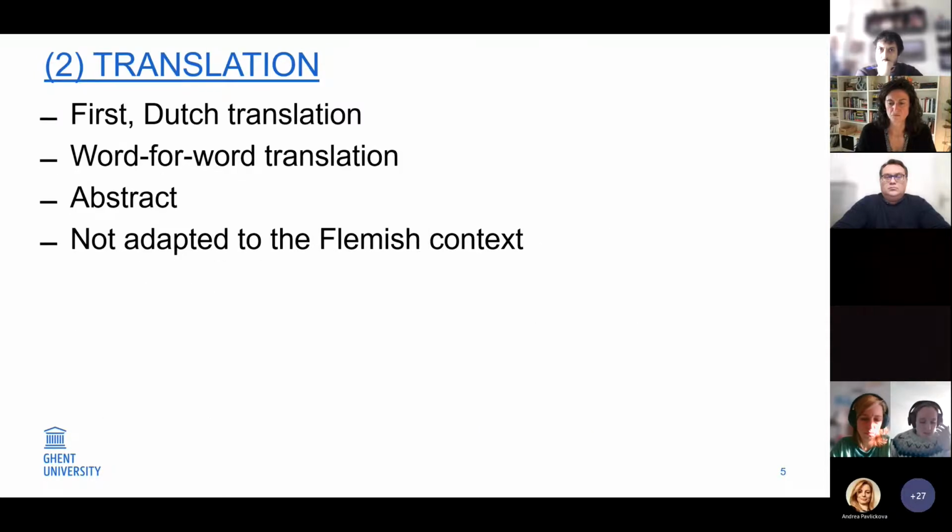The second thing that has already been done is a translation of the Scirocco tool into Dutch. This is a word-for-word translation, but it's abstract to understand because it's a literal translation, and some words have a different meaning when translated from English to Dutch. Also, this translation wasn't adapted to the Flemish context, which makes it very difficult for people to use this Dutch Scirocco tool for care organized in Flanders.